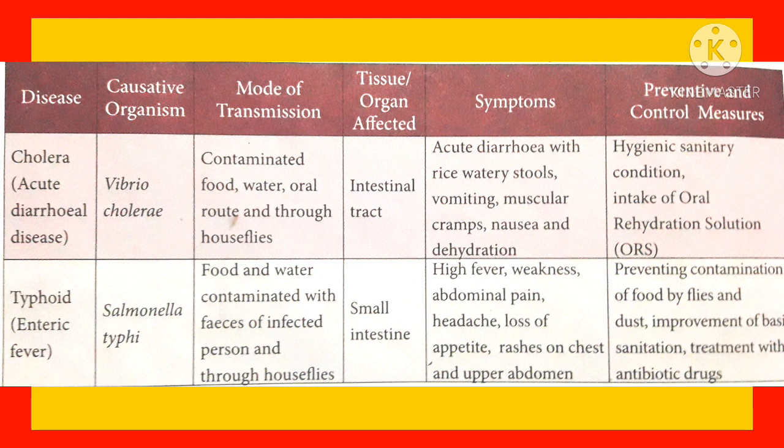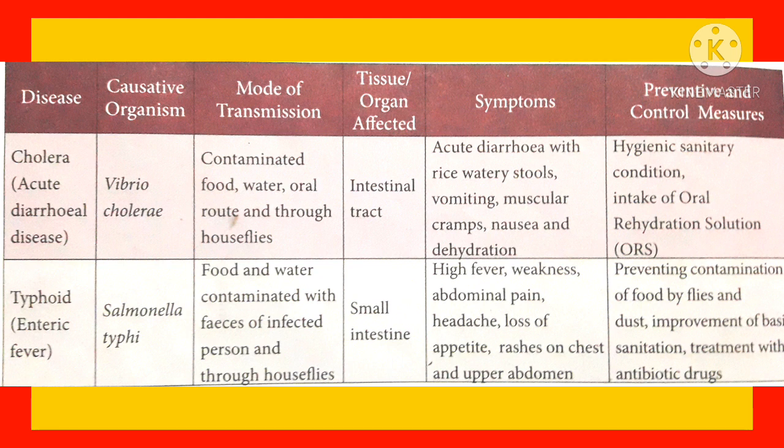Okay. So often getting stools means motion. Then vomiting, muscular cramps means body pain. Muscles getting pain, nausea, that is vomiting sensation, as well as dehydration. Okay. Removal of water occurs from the body.